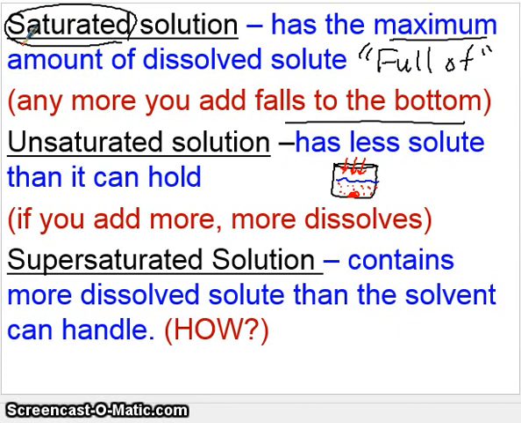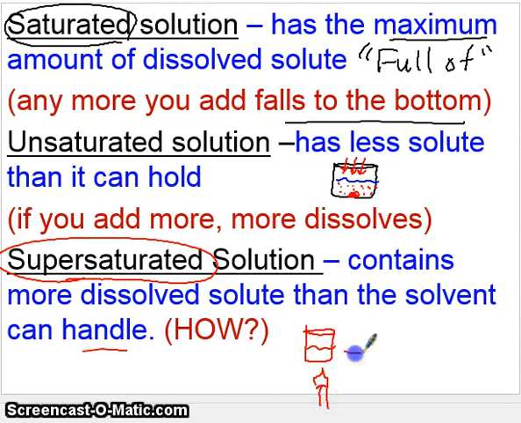Now there is a type of solution called a supersaturated solution. This is a strange one. This one contains more dissolved solute than the solvent can normally handle. This sounds strange, but the way you do it is you first heat up the solution. So here you have a solution. You would apply some heat to it, and a hot temperature can actually dissolve more salt. So you can get many more particles of salt dissolved at a higher temperature than you could at a lower temperature. Then after you're done dissolving more, you cool it back down.